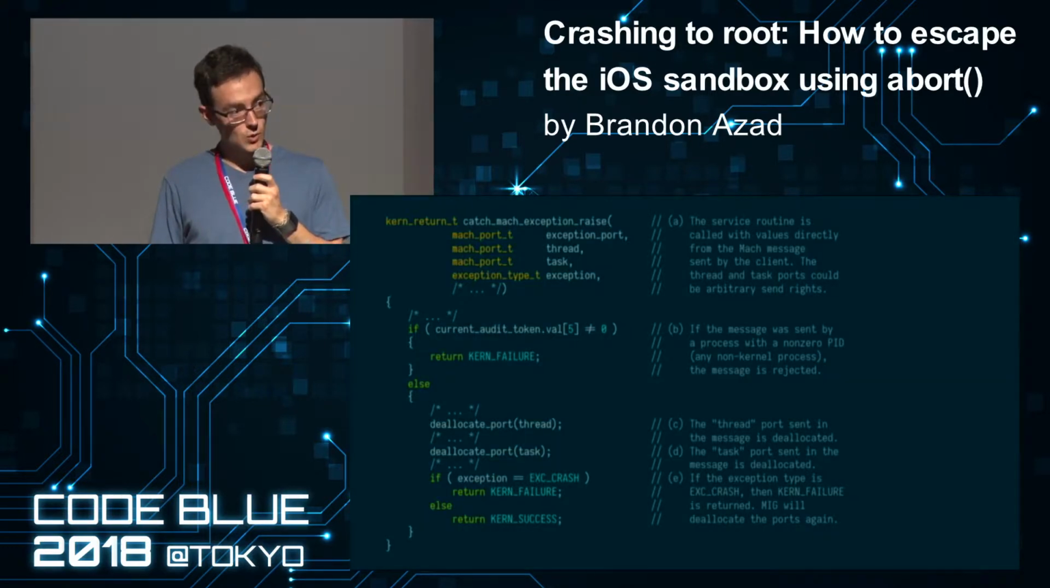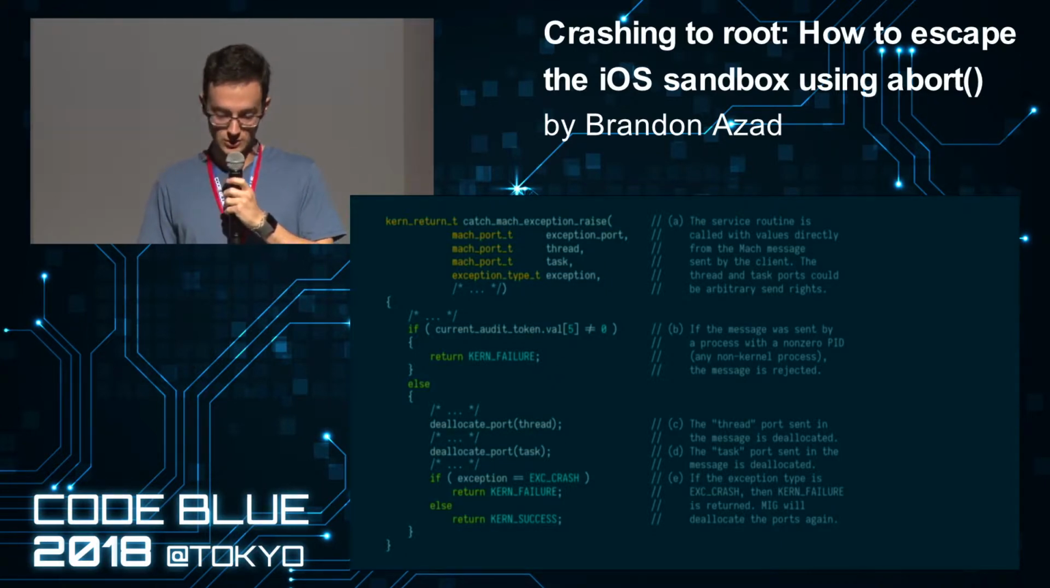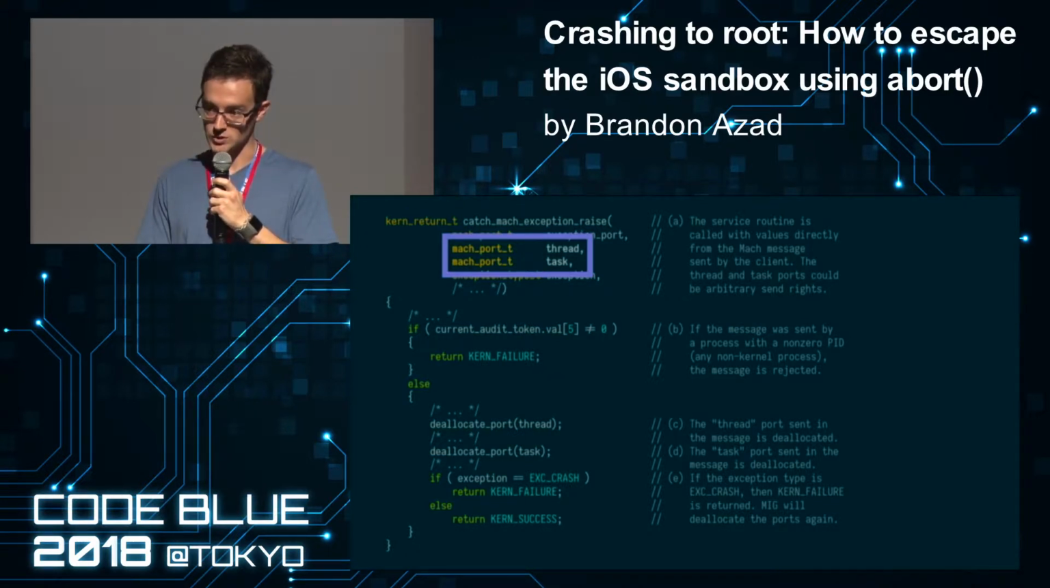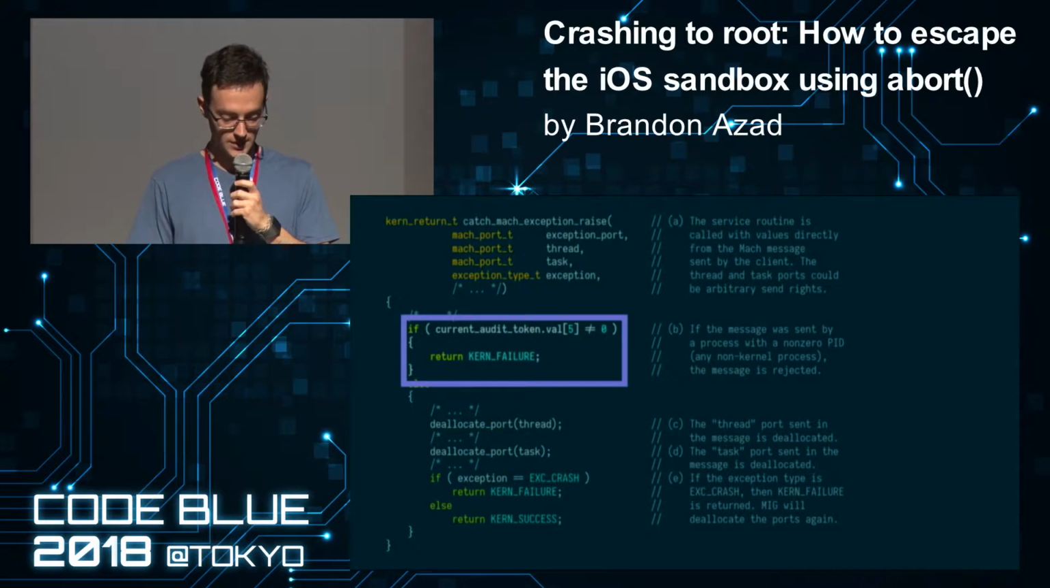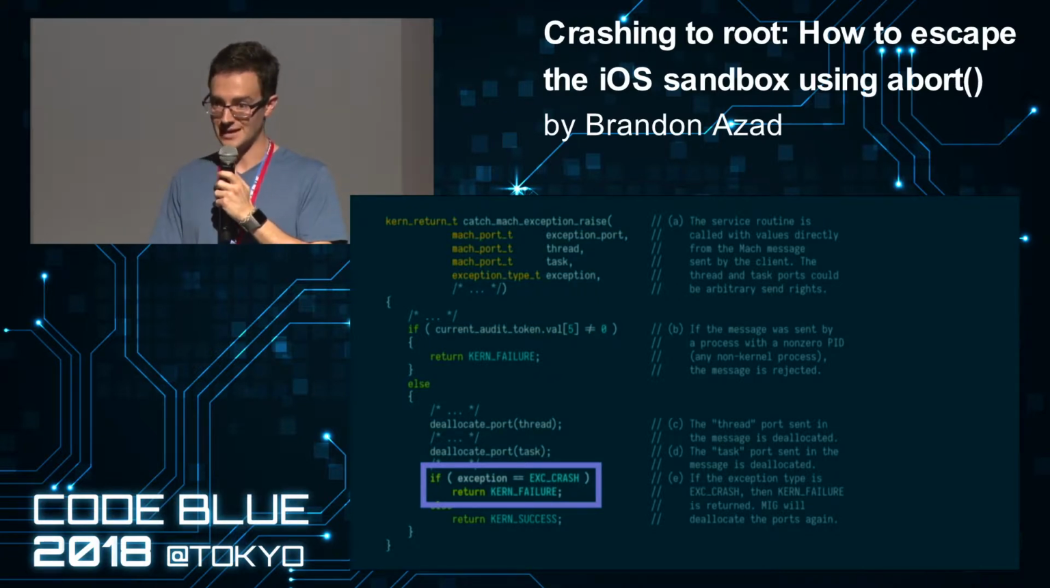So here's the vulnerable code, but this time from LaunchD. It's very similar to the code from reportcrash, but it's not identical. Like before, the thread and task port parameters are parsed directly from the exception message. But there's also this check here on the audit token, which we'll have to bypass. Once we do bypass that check, the thread and task ports are deallocated, and then failure is returned, causing those ports to be deallocated again.